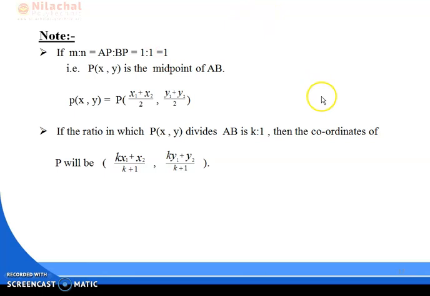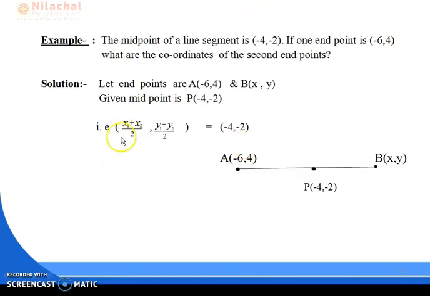Then we go to another example. The midpoint of a line segment is (-4, -2). That means midpoint P is given. If one end point is (-6, 4), that means of the two points A and B, one point is given. Let this be point A. What are the coordinates of the second end point?